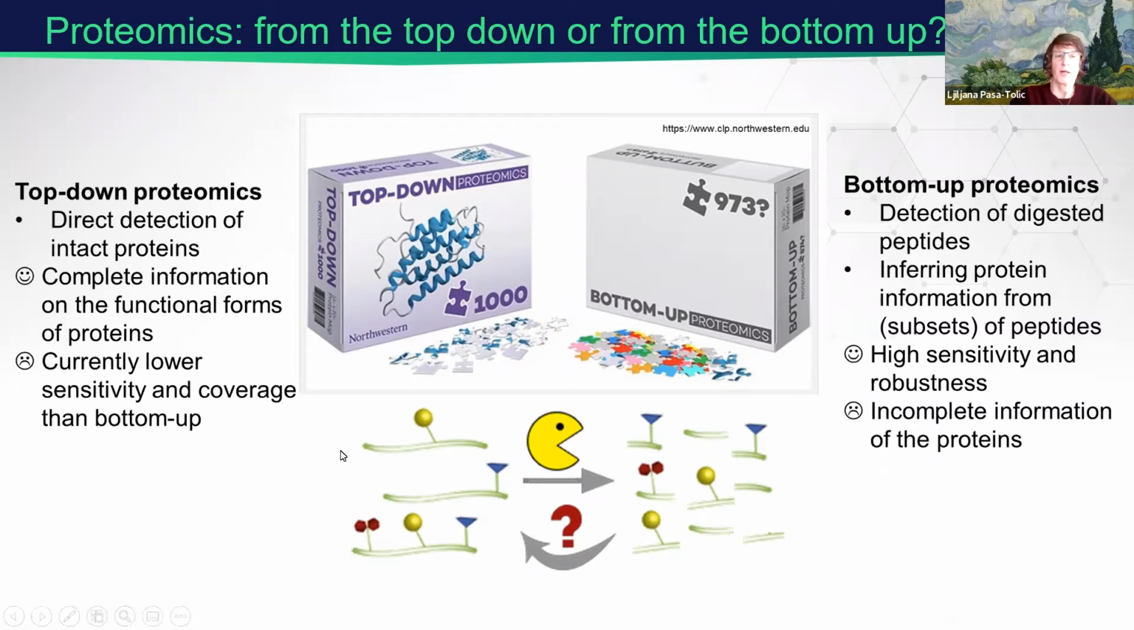So to capture that information, we have to bypass digestion and characterize proteins using what we call top-down proteomics. So applying chromatography coupled with mass spectrometry to directly analyze intact proteins.